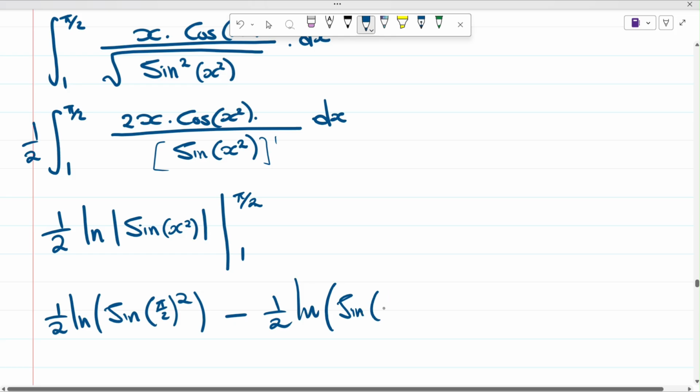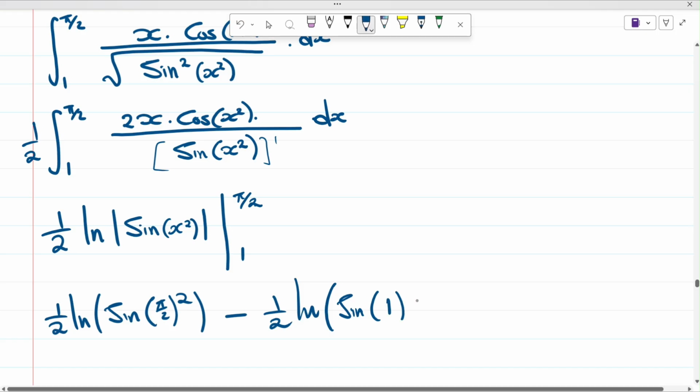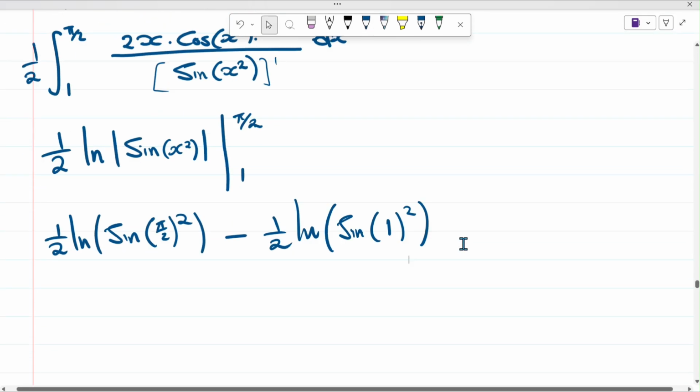Sine, what is this? Sine pi over, hey, what are you trying to do, man? What are you trying to do? I'm surprised as well. What is this guy trying to do?